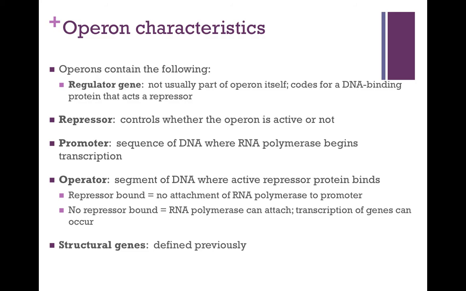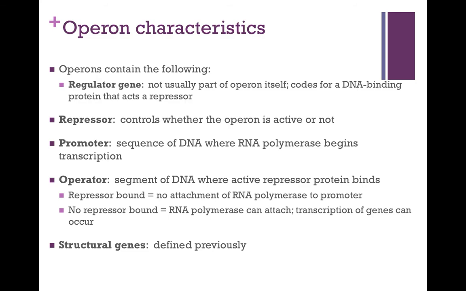The repressor controls whether the operon is active or not. So when the repressor is bound to the DNA, it's going to stop transcription of those genes. And when the repressor is bound to the DNA, the operon is off. As soon as the repressor goes away from the DNA, then the operon can turn on because RNA polymerase can now progress down the genome, transcribing mRNA into proteins.